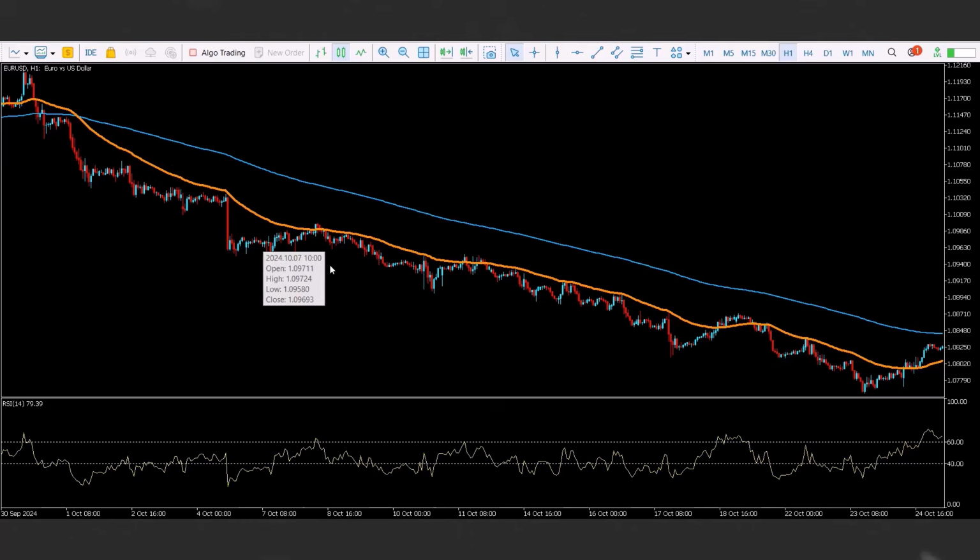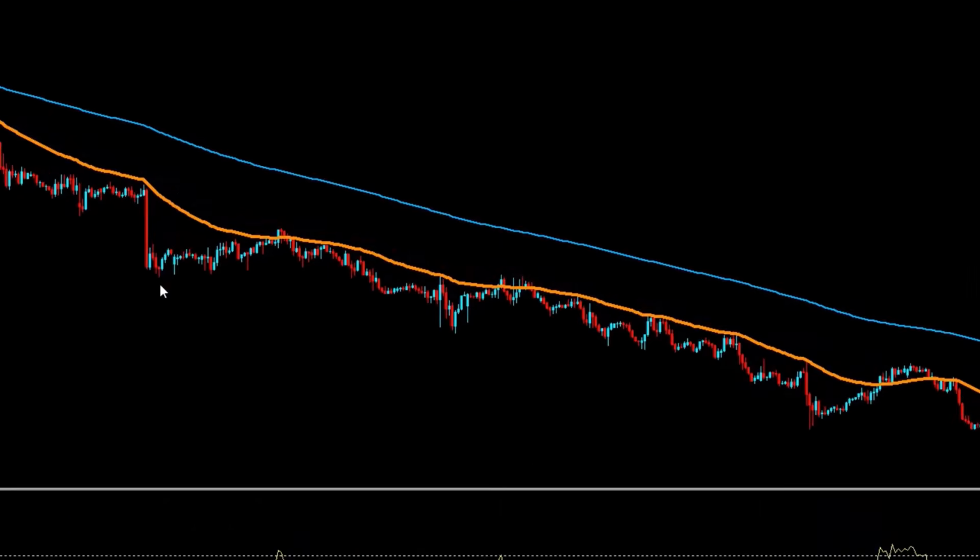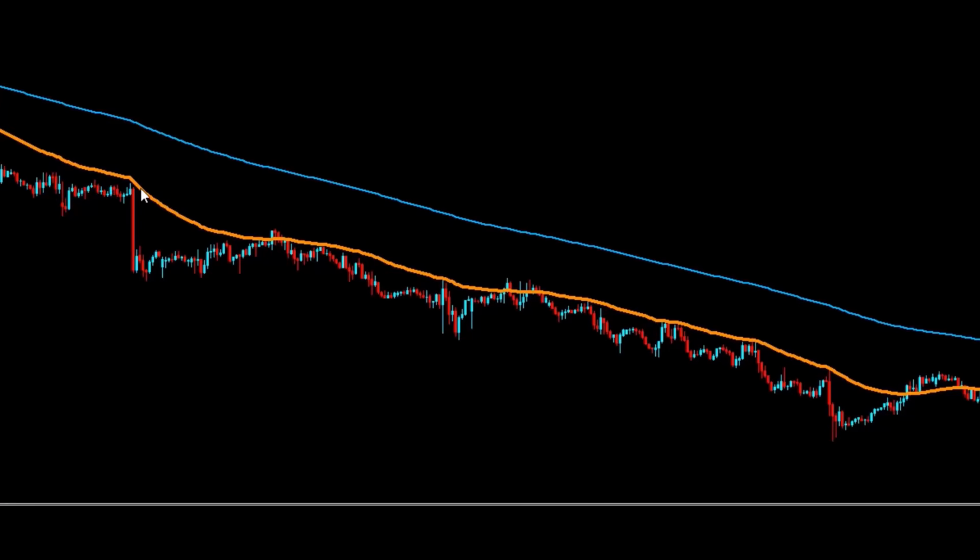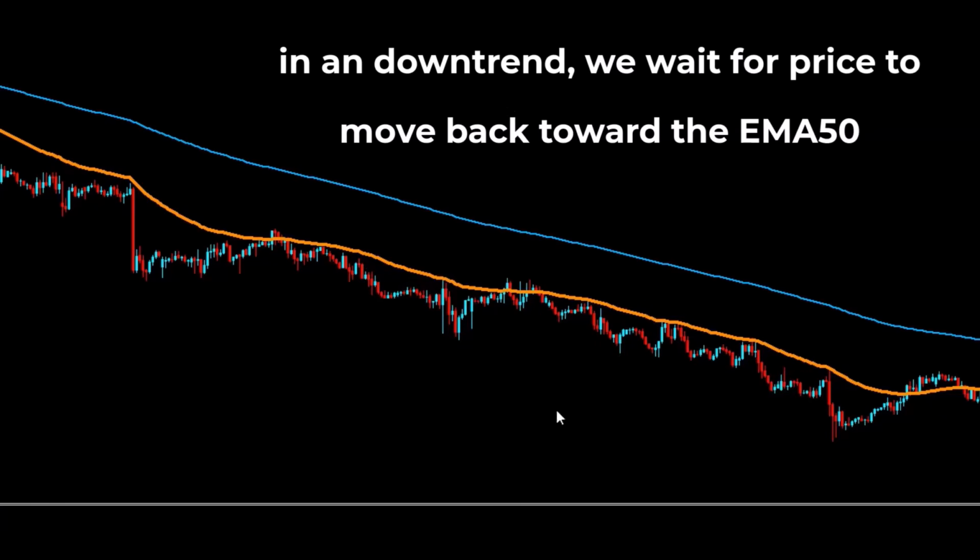If the market is in a downtrend, price is below the EMA 200. But we don't want to sell after price has already dropped too far because that can also lead to a late entry. Instead, we wait for a pullback upward. In many downtrends, price rallies back toward the EMA 50 before moving lower again. That area around the EMA 50 can act as a temporary resistance where sellers may step in again. So, in a downtrend, we wait for price to move back toward the EMA 50.